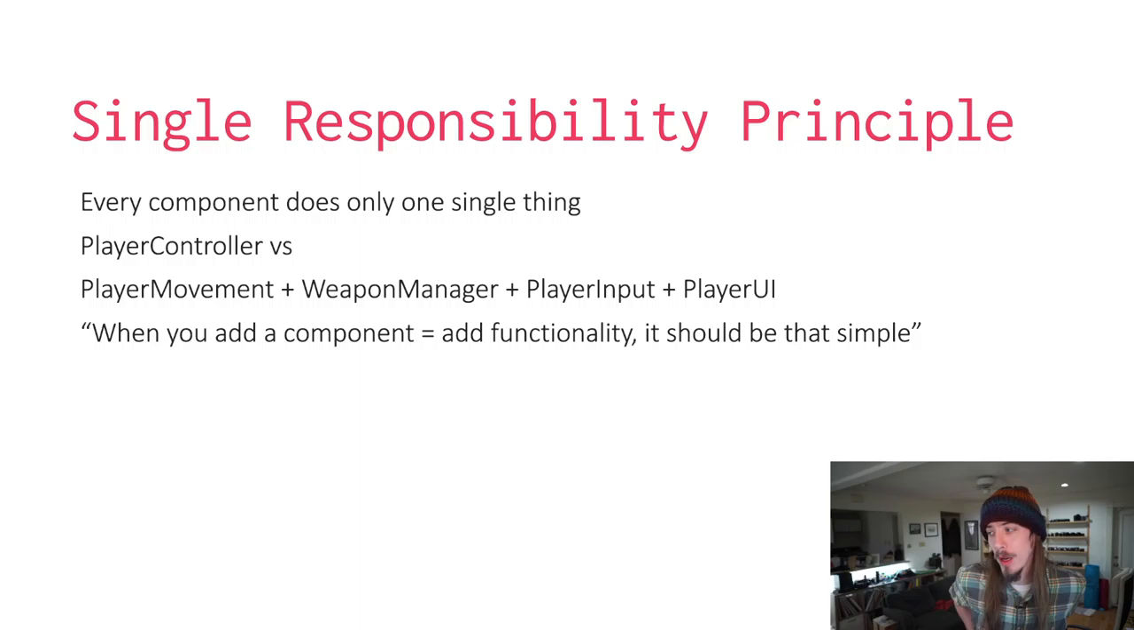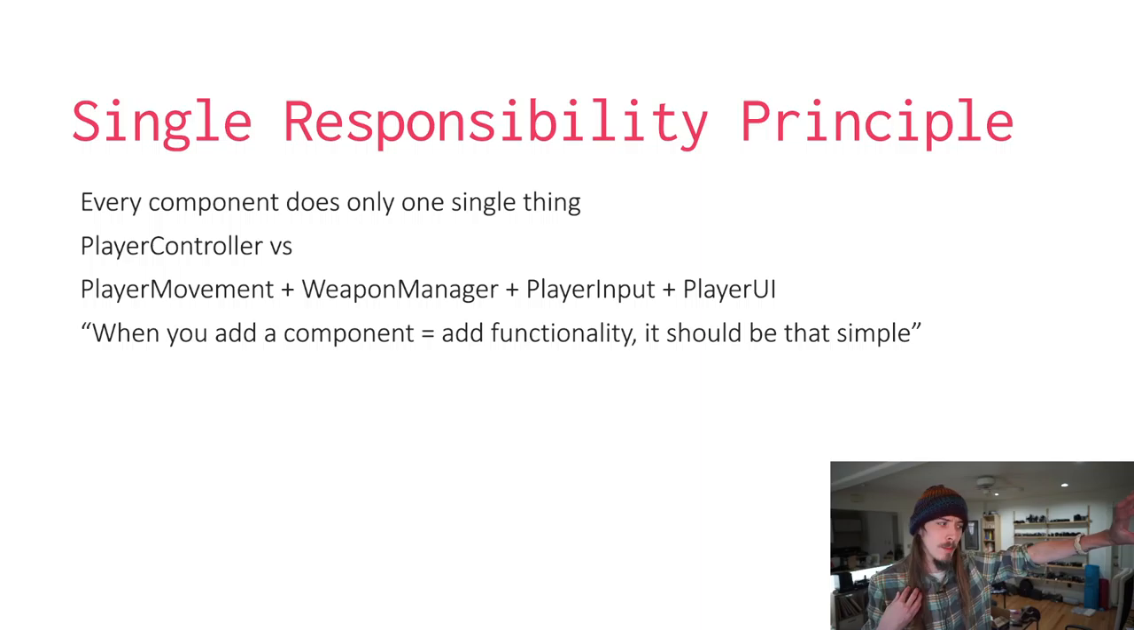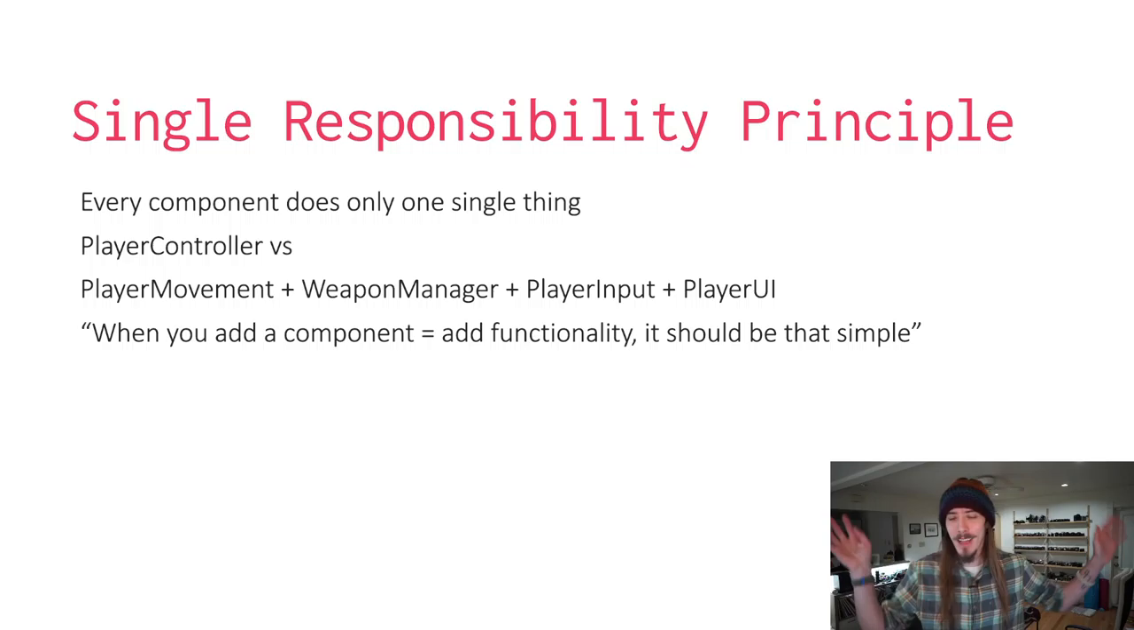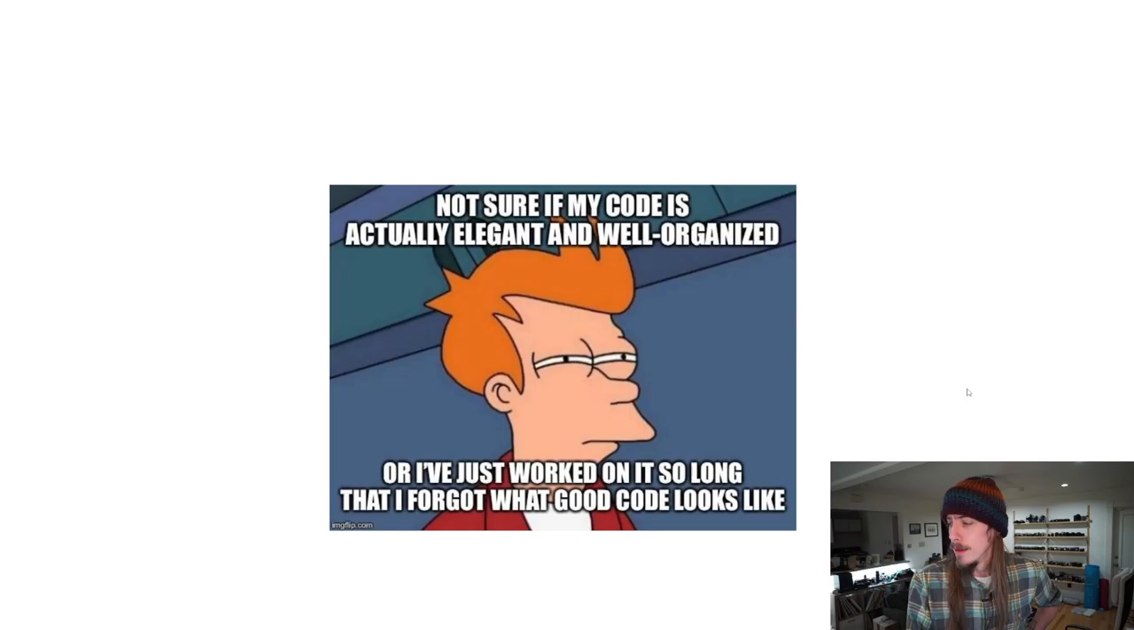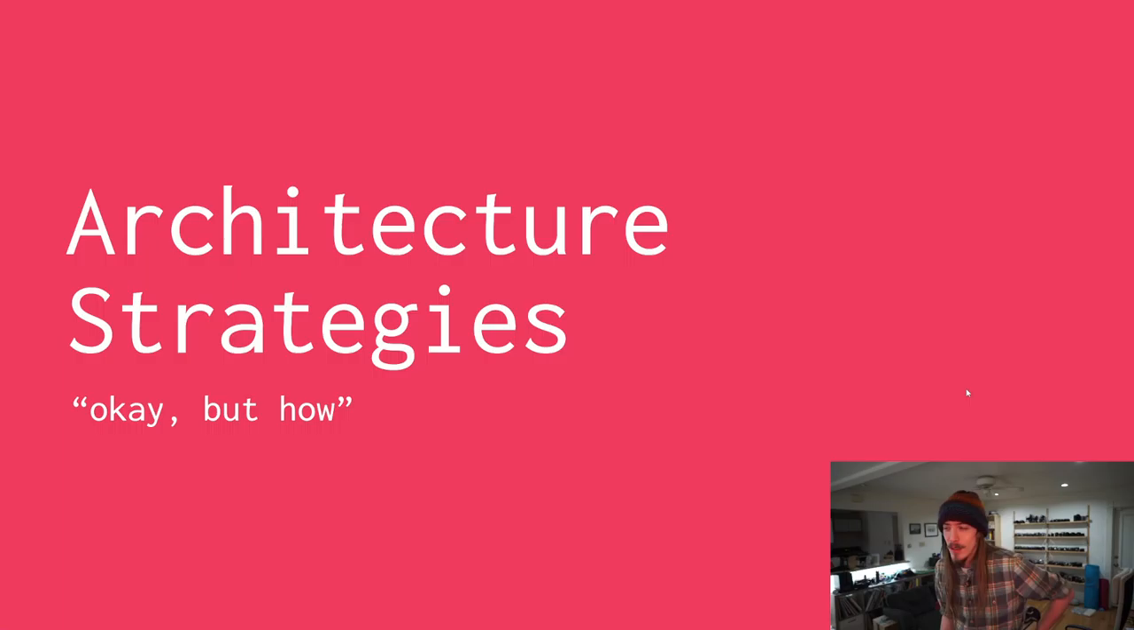The more systems any one piece of code touches, the more we have to change one system over there to fix a bug that was caused by changing a system over here. And it's like, that's gross. That's spaghetti. So add a component, add functionality. That easy. Should be. It's not that easy though.